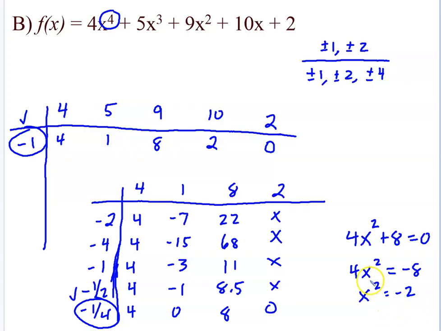So according to the instructions, I don't need these two as part of my answers. Even though I've got 4 total roots, 2 of them are going to be real and 2 of them are going to be imaginary, but it only wants the real solutions, so that ends up being my final answer, -1 and -1/4.